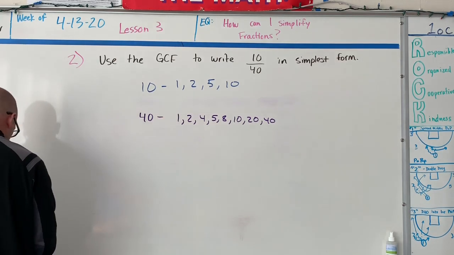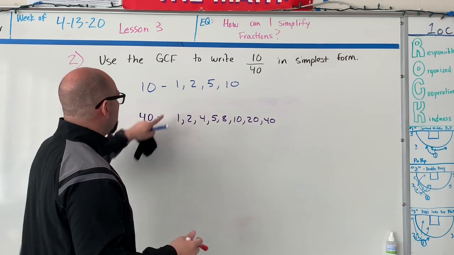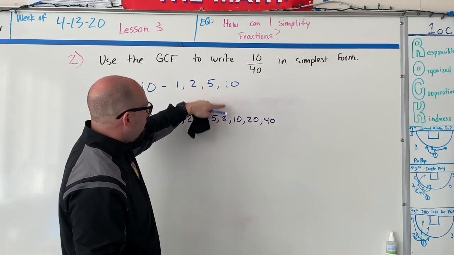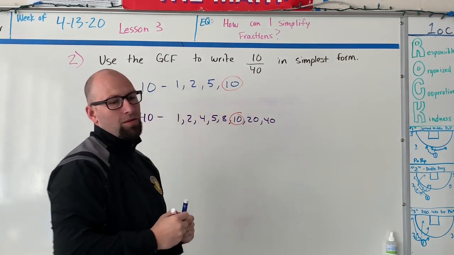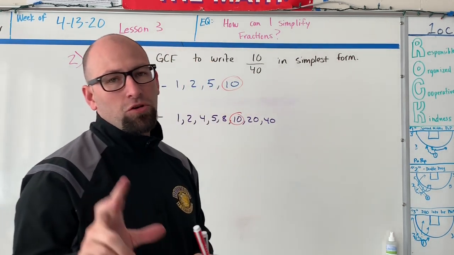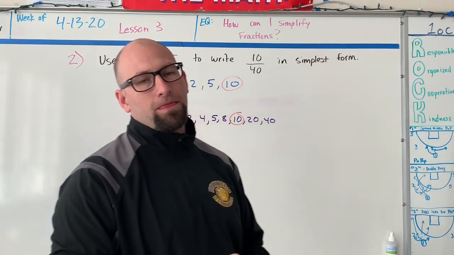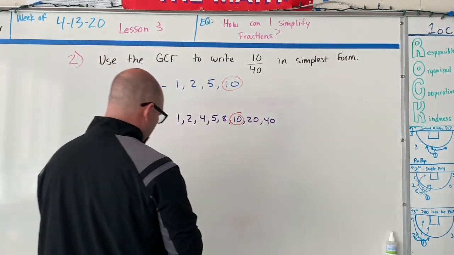So then, let's just circle our common factors, or we could just go through it. We got 1 and 1, 2 and 2, 5, no, 8, 10. There it is. So our greatest common factor is 10. So we're going to use that. We're going to divide our original fraction by 10, numerator and denominator, to find what the simplest form is.